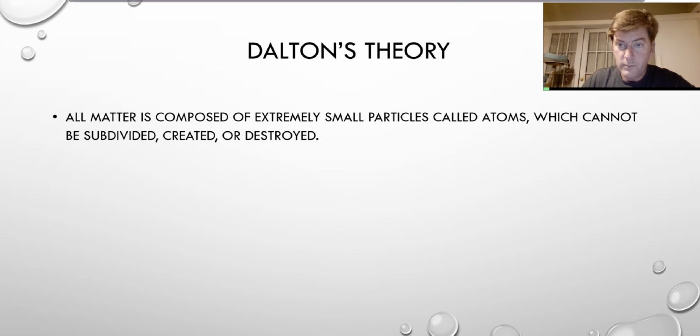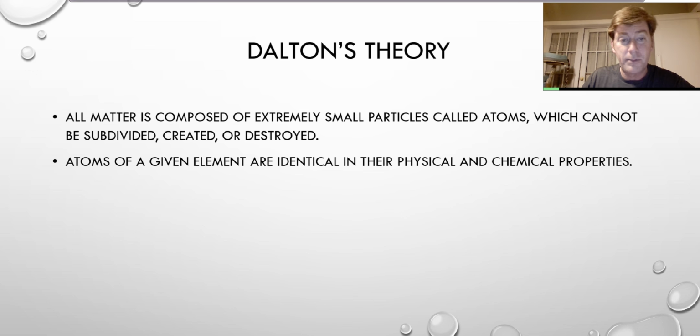And we can destroy atoms too. We can break them up. We can annihilate them. E equals mc squared. We can turn them into pure energy. Great. So that part is incorrect. Atoms of a given element are identical in their physical and chemical properties. Well, it's partially correct. The chemical properties part is correct. They all react the same way, but their physical properties are not necessarily the same. We have isotopes. Different mass, that's a physical property, so their physical properties are not identical necessarily.